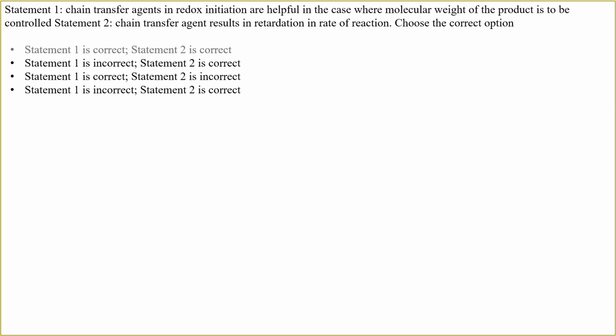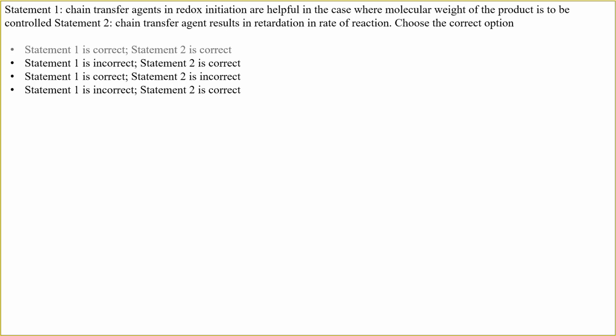Statement 1. Chain transfer agents in redox initiation are helpful in the case where the molecular weight of the product is to be controlled. As I said in the first question, chain transfer agents in redox reactions are usually used to transfer the activity of one chain to the other, and hence it is able to stop the propagation of a single polymer chain to a very high degree, and we can easily control the molecular weight.